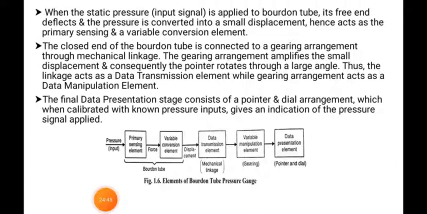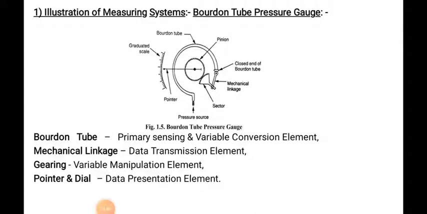Understood? So this is nothing but the illustration of the bourdon tube pressure gauge with the help of the generalized measurement system. So I think all of you have understood the generalized measurement system with the help of illustration of a measuring system, that is by using the bourdon tube pressure gauge.